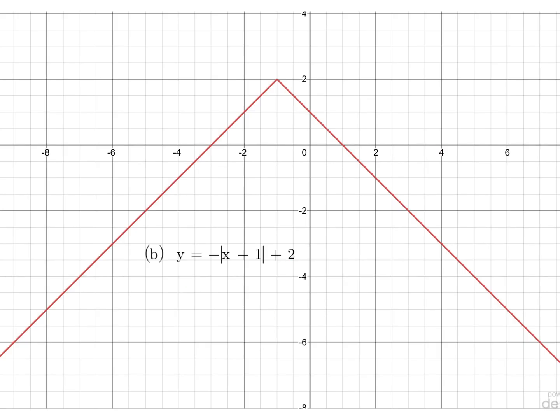For the second one, we've affected the x first, so the x plus 1, so we moved it 1 to the left. The negative in front flips it over the x-axis, and then the plus 2 moves it up 2. And you get the graph that is being given.